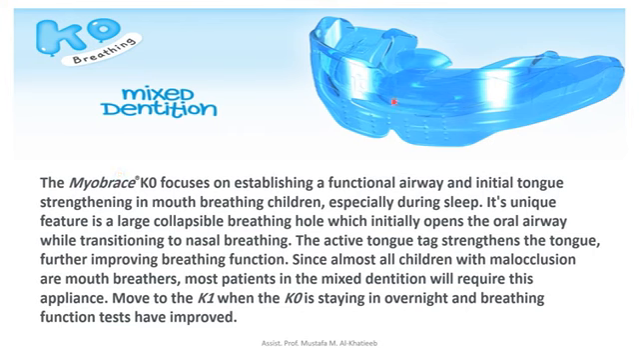K0 usually focuses on establishing a functional airway and initial tongue strengthening in mouth breathing children, especially during sleep. Its unique feature is a large collapsible breathing hole, which initially opens the oral airway while transitioning to nasal breathing. The active tongue tag strengthens the tongue, further improving the breathing function. Since almost all children with malocclusion are mouth breathers, most patients in the mixed dentition will require this appliance. Moving to K1 when the K0 is staying in overnight and breathing function tests have improved.